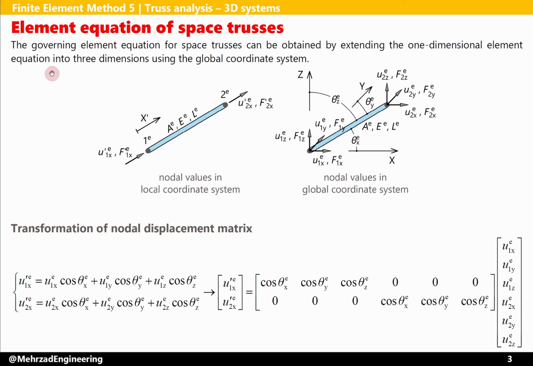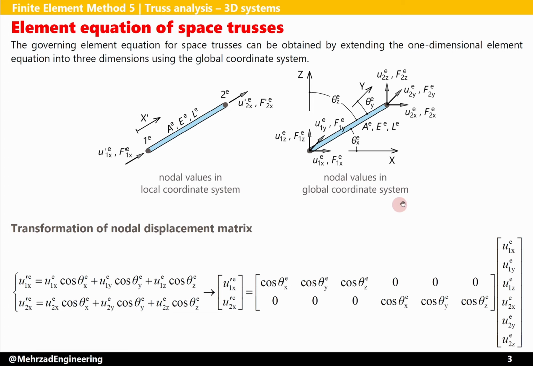Now I want to derive the element equation for space trusses. For this purpose, we could extend the one-dimensional element equation into three dimensions using the global coordinate system. Here you can see the element in local coordinate system. At each node, we have only one component for force and displacement, u prime 1x and f prime 1x for node 1, and for node 2 we have u prime 2x and f prime 2x.